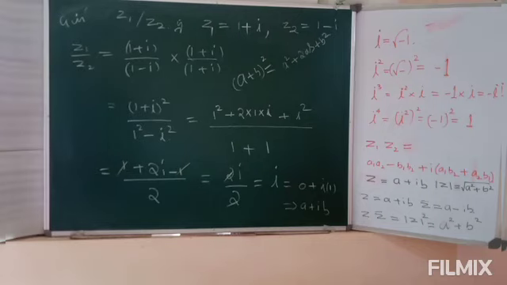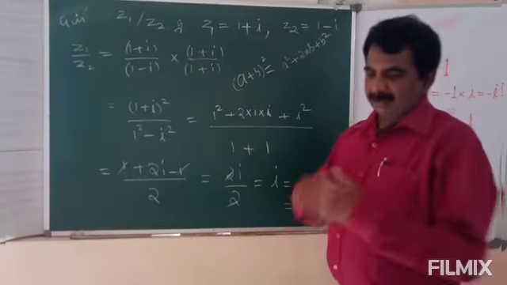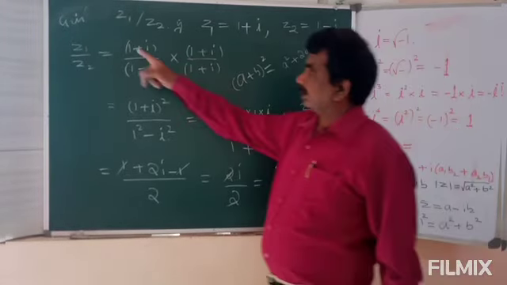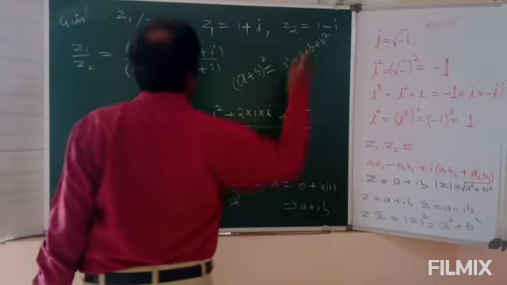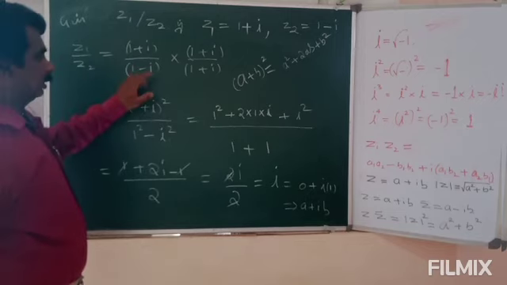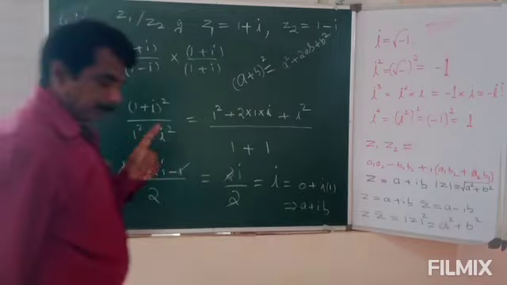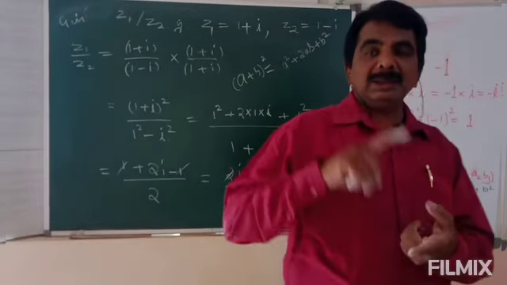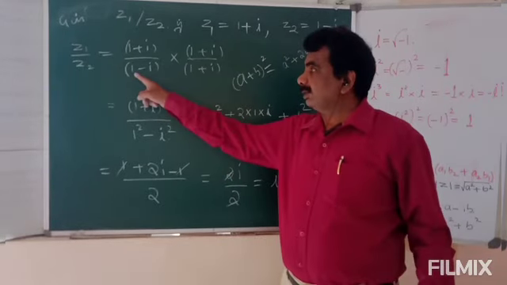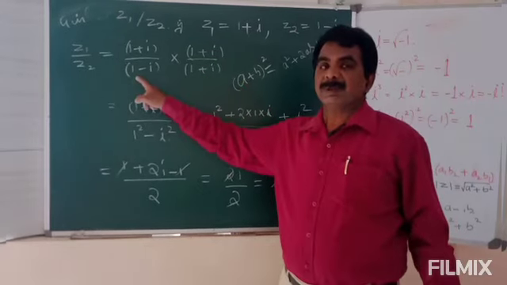Understand? Very important. These problems are asked very frequently in the examination. Divide 1 plus i by 1 minus i. What is z1? 1 plus i. What is z2? 1 minus i. For the denominator take the conjugate, not the numerator. The point is to take the conjugate of the denominator only. The conjugate of 1 minus i is 1 plus i. If it is plus, you take minus.